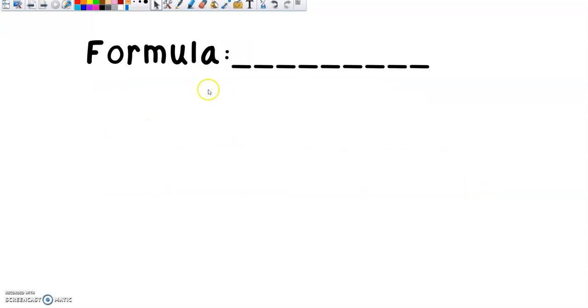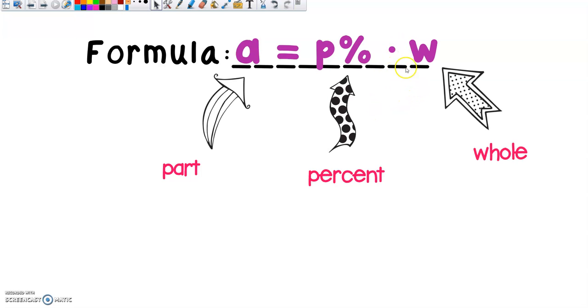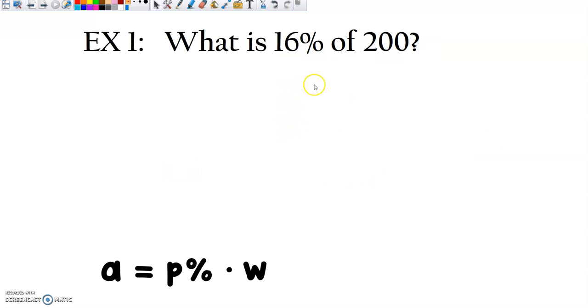So here's a new formula for you to remember, and it is A equals percent times W. So let's break this down. Our A is basically the part of our fraction, or the part of our percent. The P, like I said, is the percent, and the W is our whole. So we're multiplying the percent times the whole. And this will make a little bit more sense, and you will be able to memorize this pretty easily. So let's go ahead and look at an example here.